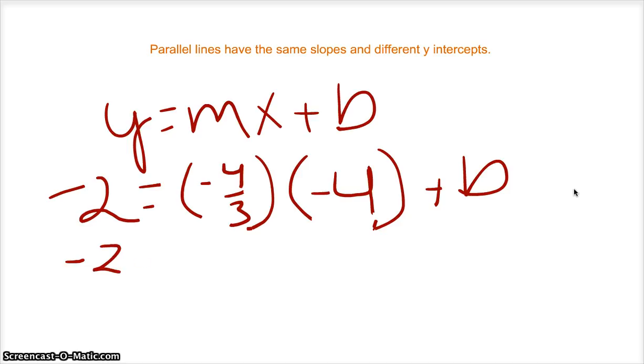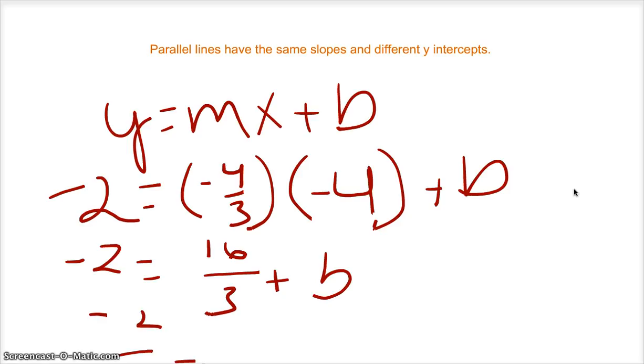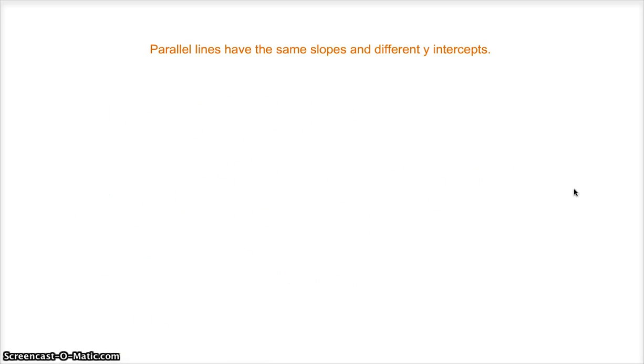So you would have -2 equals 16/3 plus b. Then you subtract 16/3 on both sides, so you'd be left with -22/3 equals b. Step 3 is to plug in your new y-intercept. So that's why the equation is y equals -4/3 x minus 22/3. Alright, flip to the back.